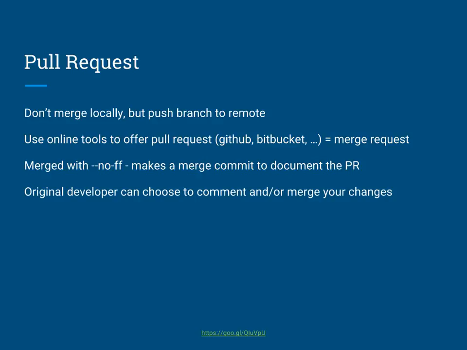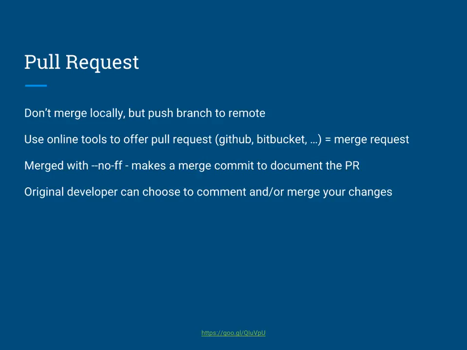So we've seen branches, we've seen merges. Now what is a pull request? A pull request is something that is very often used for collaboration, especially with people outside your organization, but we use it internally even in our organization. What a pull request does is you don't merge your branch with your feature on locally. You take that branch and you push it to the remote. So origin, GitHub. You push it to the remote, and then you have online tools.